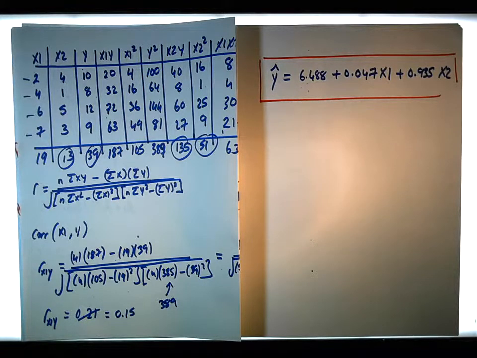Let's put in our data. My y observations were 10, 8, 12, and 9. My first independent variable observations were 2, 4, 2, 4, 6, 7. And my second independent variable observations were 4, 1, 5, and 3.